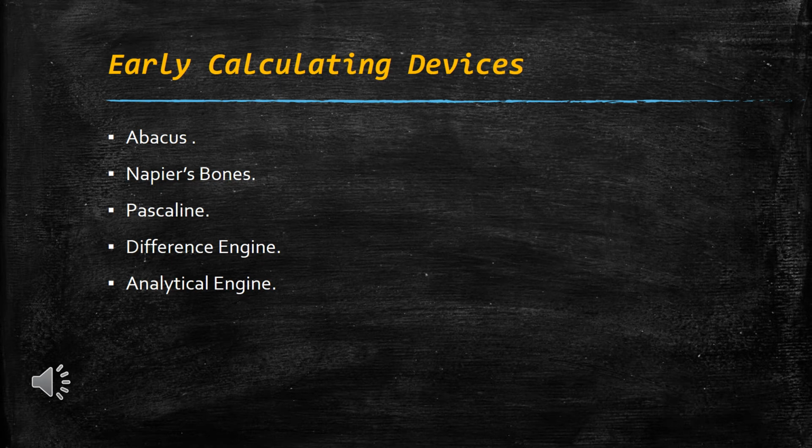So students, first we'll learn the first chapter, that is the characteristics and evolution of the computer. The first part is the early calculating devices, which include abacus, Napier's bones, Pascaline, difference engine and analytical engine. So we are going to learn them in detail. So let's get started.